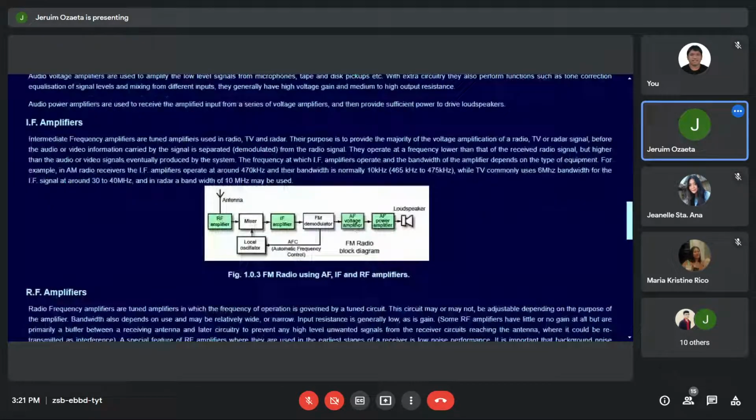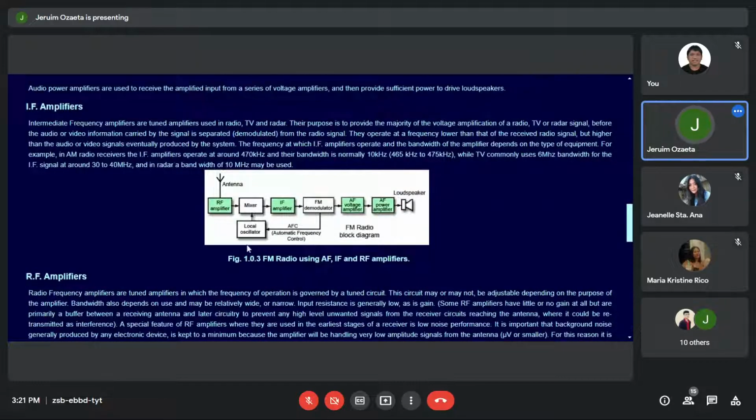Okay. Now, in this diagram is an FM radio diagram wherein the input is an RF amplifier. Ito yung signal mo galing sa air, that is frequency modulated broadcast radio. The frequency ranges from 88 megahertz, I think 87.5 megahertz, up to 108 megahertz. That's the bandwidth for a broadcast FM radio.